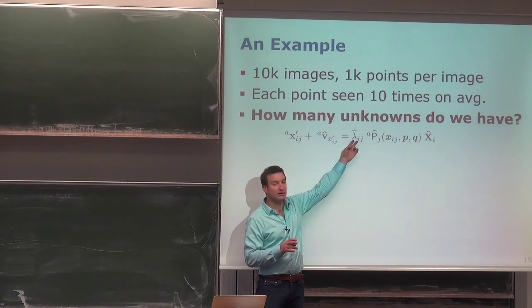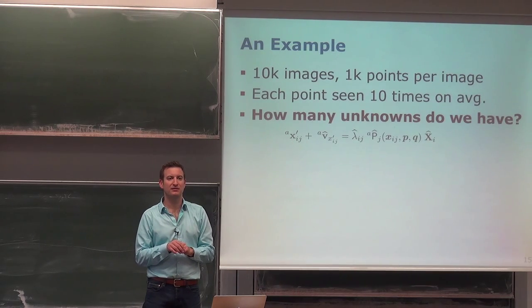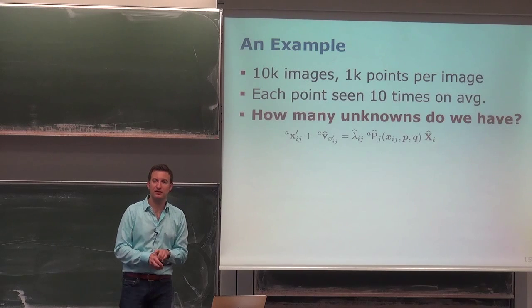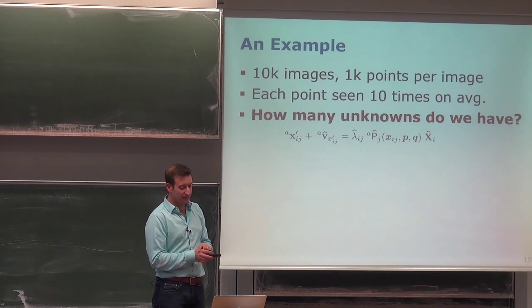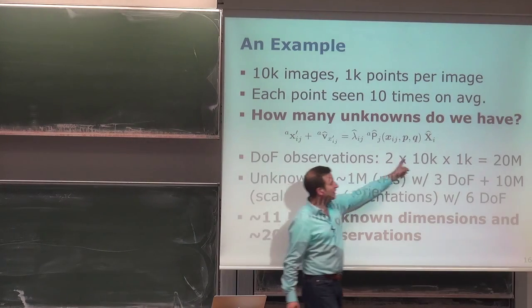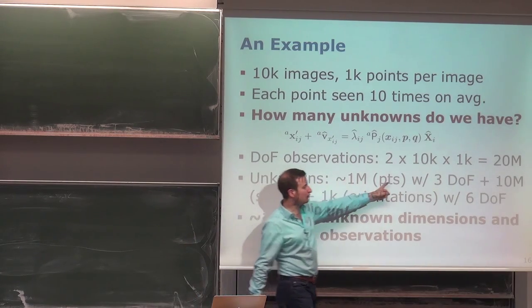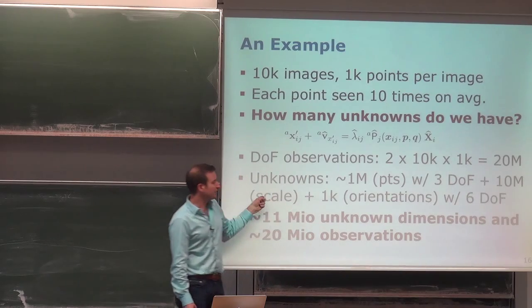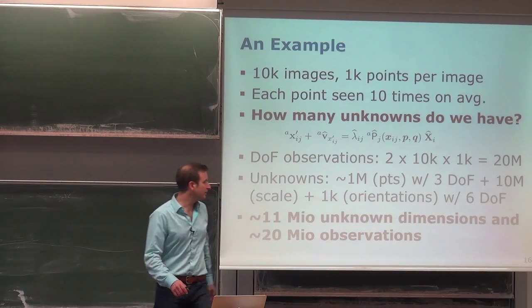And I have this guy over here. We have this guy once per point, right? Per point and image. So which adds another 10 million unknowns to the process. So we end up in sum of having 2 times 10k times 1k, 20 million observations, and 1 million points with 3 degrees of freedom, 10 million for the scale, and 1,000, so 6,000 orientation parameters. The intrinsics I can completely ignore.